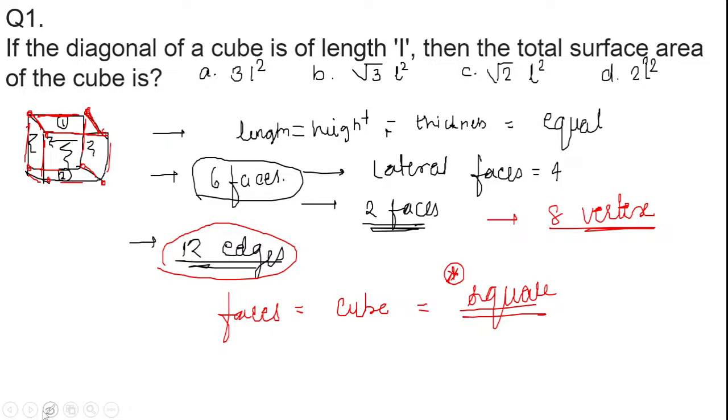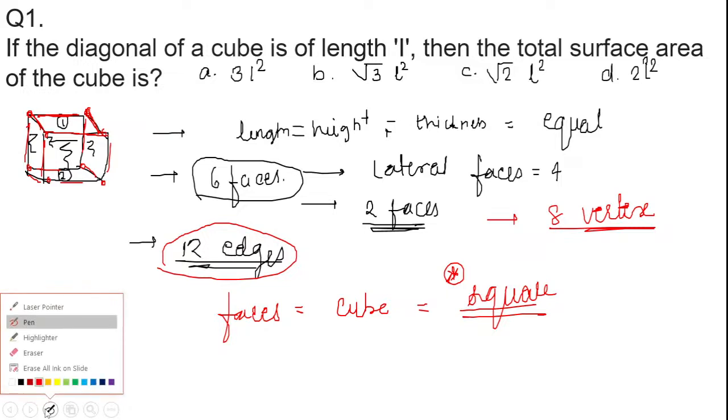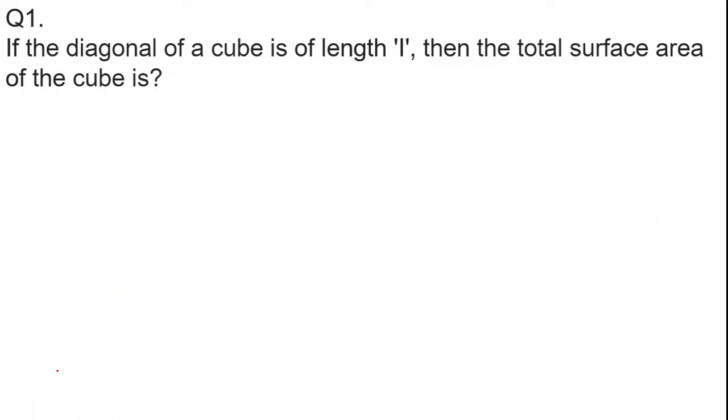Based upon this question, I have told you the features of the cube. Okay, so length, height and thickness are equal, 6 faces, 12 edges, 8 vertices. The faces are square in a cube. Okay, so I'll rub it out. I hope you have noted all these features. Second thing is the formulas for the cube.